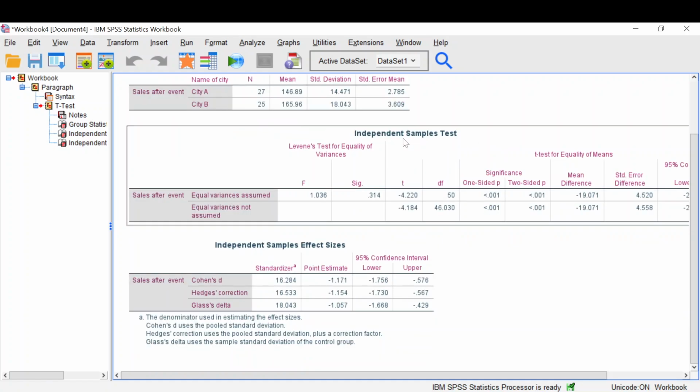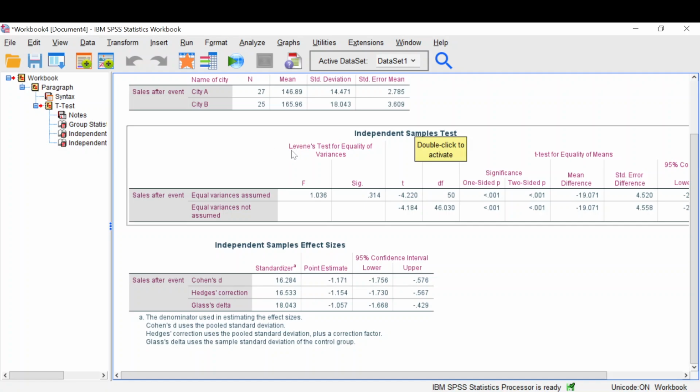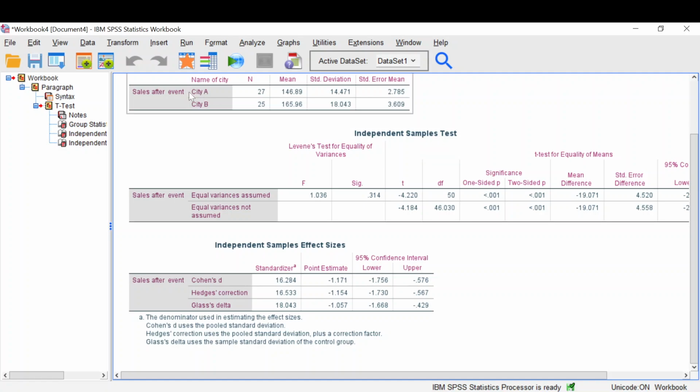Let's look now at our independent samples test. So now that we've confirmed that the two groups are about the same in size, the next thing we want to do is test for the equality of the variances. That is, we want to make sure that the groups themselves are homogeneous. In other words, we want to make sure that all of city A is similar and all of city B is similar. Okay, this is called within subject variance.